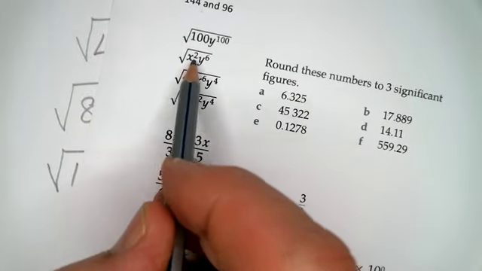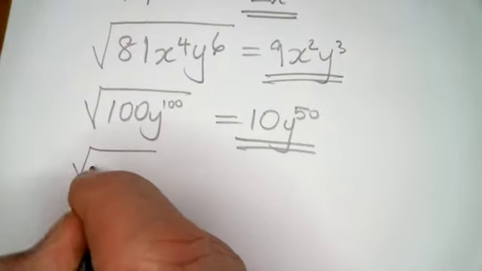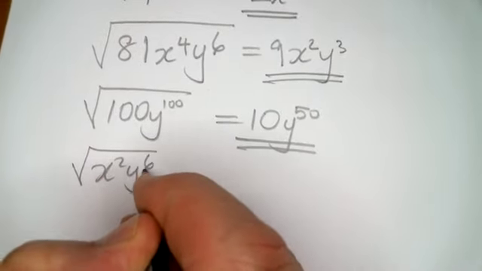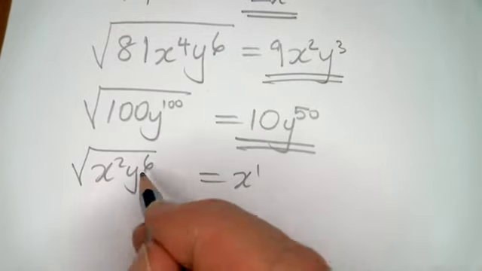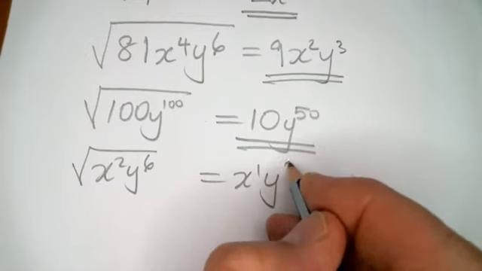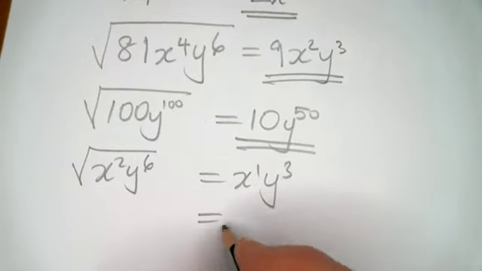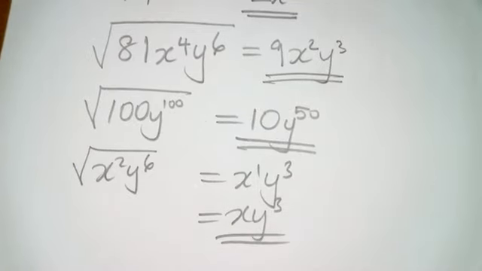Let's have a look at some other ones. I've got x squared y to the 6. So I've got the square root of x squared y to the 6. That's going to be, well, half of 2 is 1, so it's x to the 1. Half of 6 is going to be 3, so it's going to be y to the 3. And of course, we never write x to the 1, we just write x, and we write y to the 3. And there is our solution.